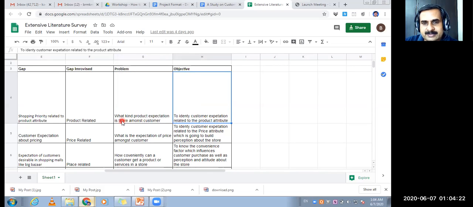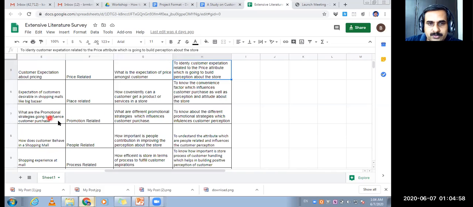If this is the problem, what kind of product expectation is there amongst customers? So on the basis of this problem, what would be our objective? To identify customer expectation related to the product attribute. Likewise, customer expectation related to price was a gap, so we can improvise it into a price related thing. And what problem can be faced out of this gap? What is the expectation of price amongst the customers? The objective: to identify the customers' expectations related to the price attribute, which is going to build perception about the store.